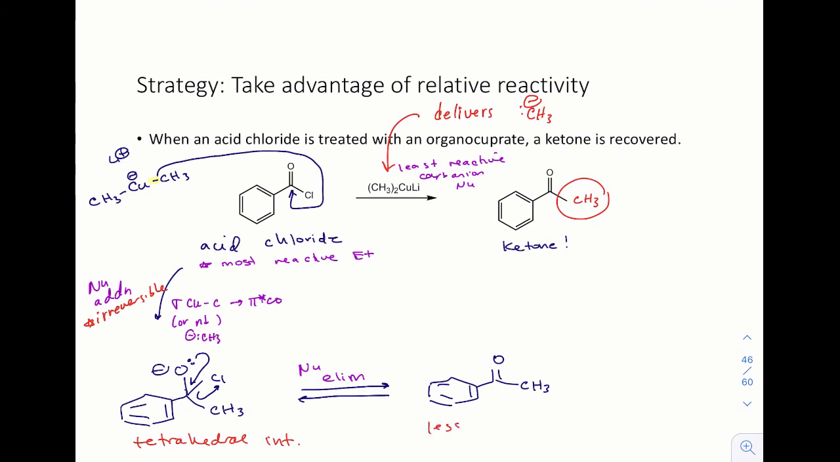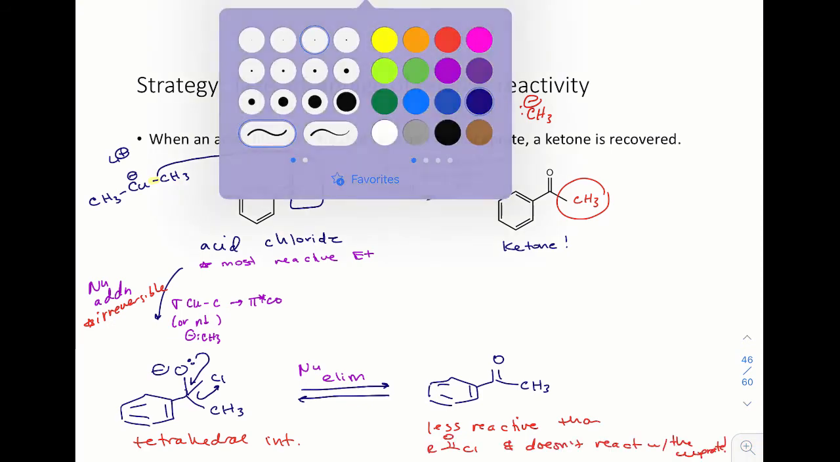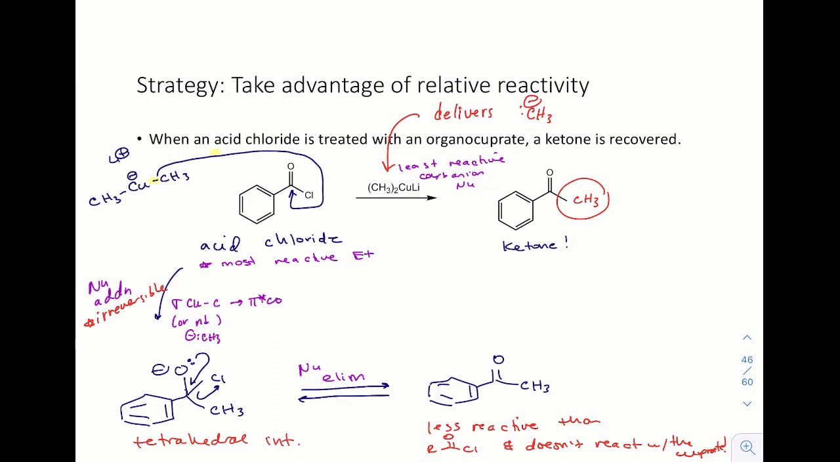And because this ketone product is less reactive than the acid chloride, it doesn't react any further with the cuprate and can be isolated. All right, great. Now we have learned how to add one equivalent of carbanion to a carboxylic acid derivative. It's just that that derivative is the acid chloride, it's not the ester.